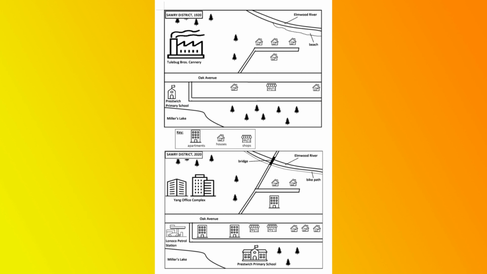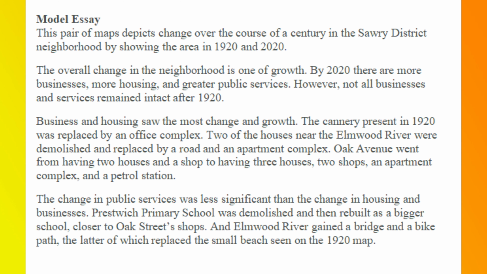Model IELTS Academic Writing Task 1. Prompt, map. The diagrams below show changes that have taken place in the Sora district neighborhood since 1920. Summarize the information by selecting and reporting the main features, and making comparisons where relevant. Model essay. This pair of maps depict change over the course of a century in the Sora district neighborhood by showing the area in 1920 and 2020.